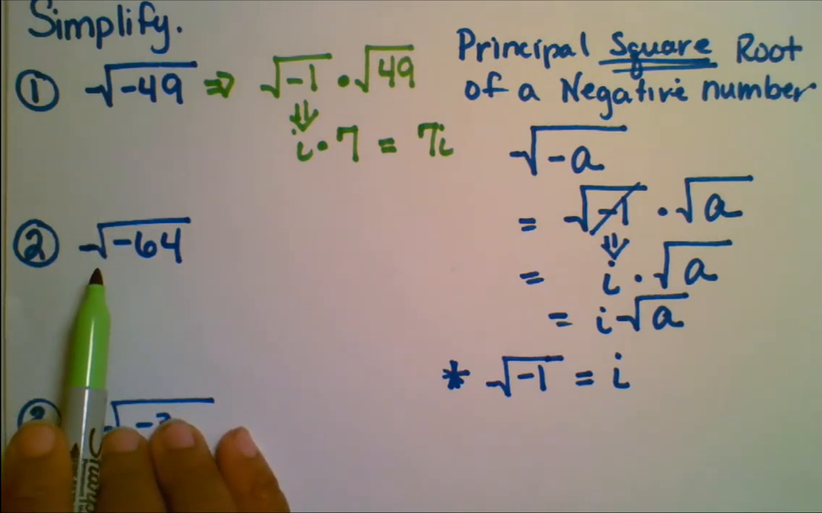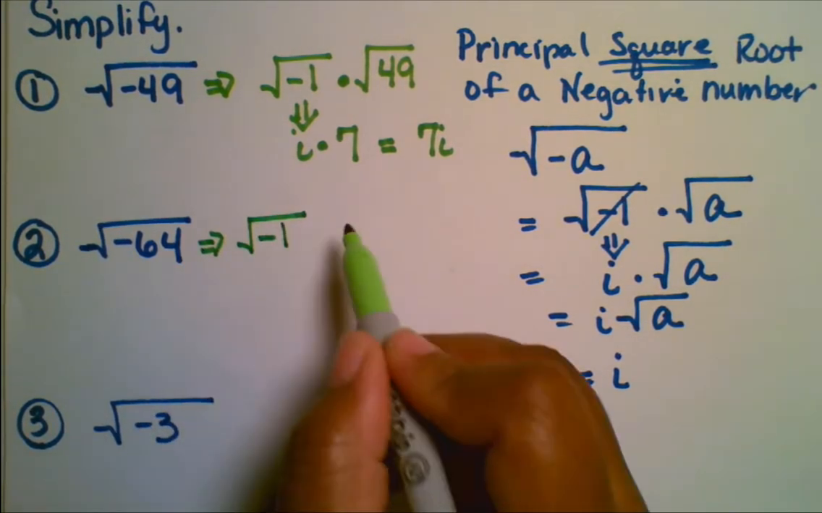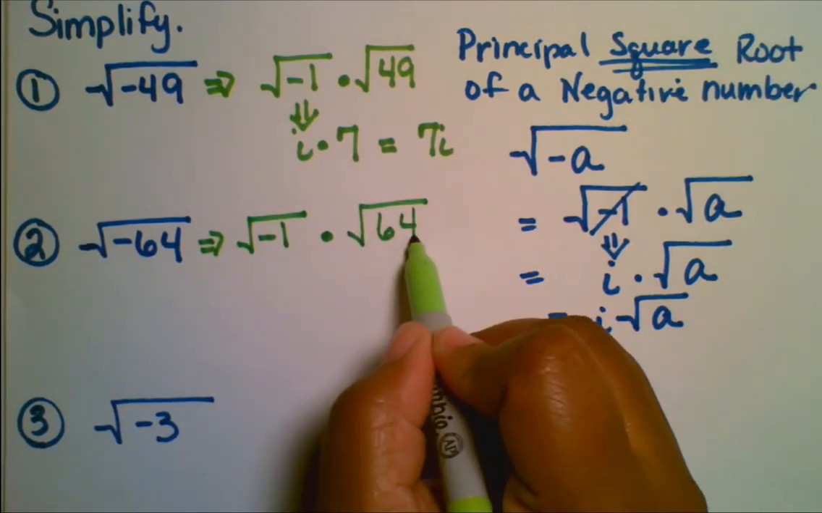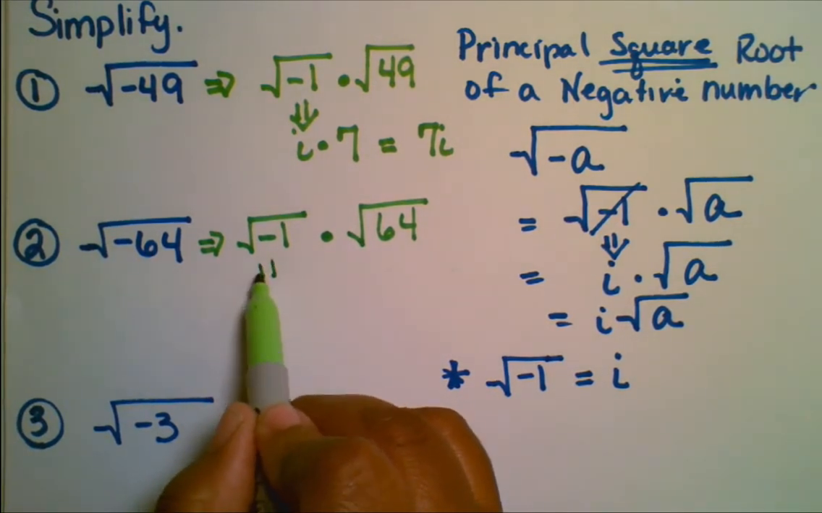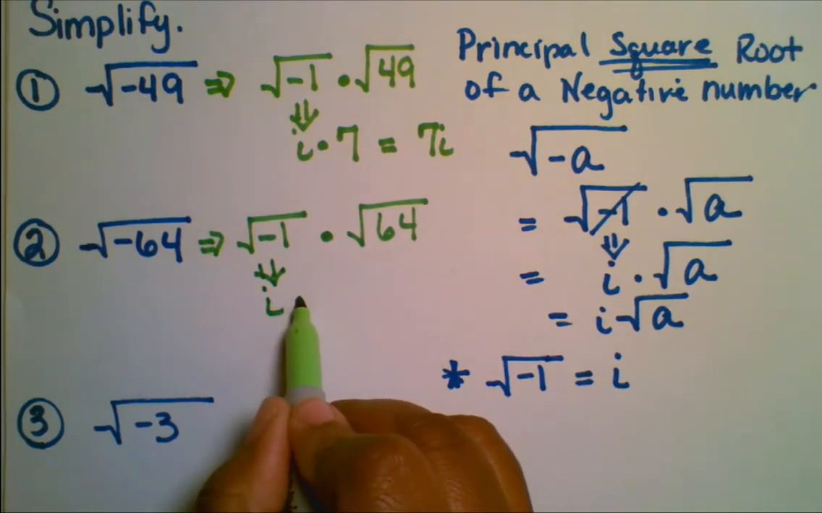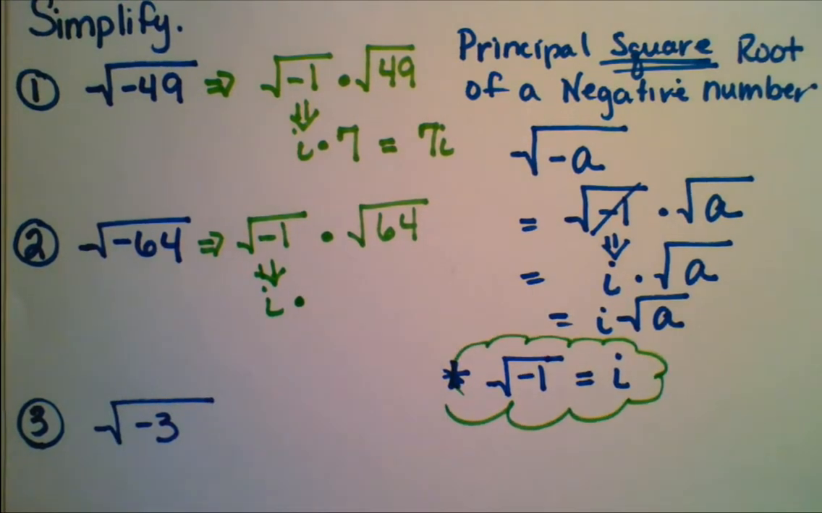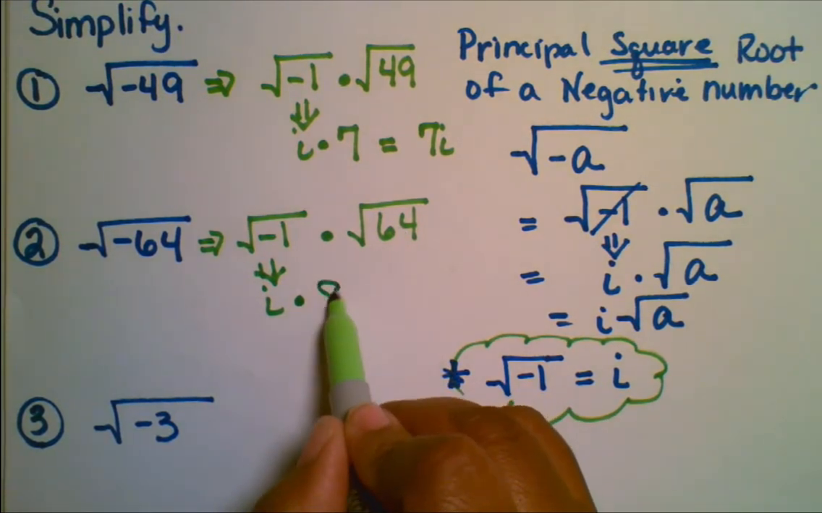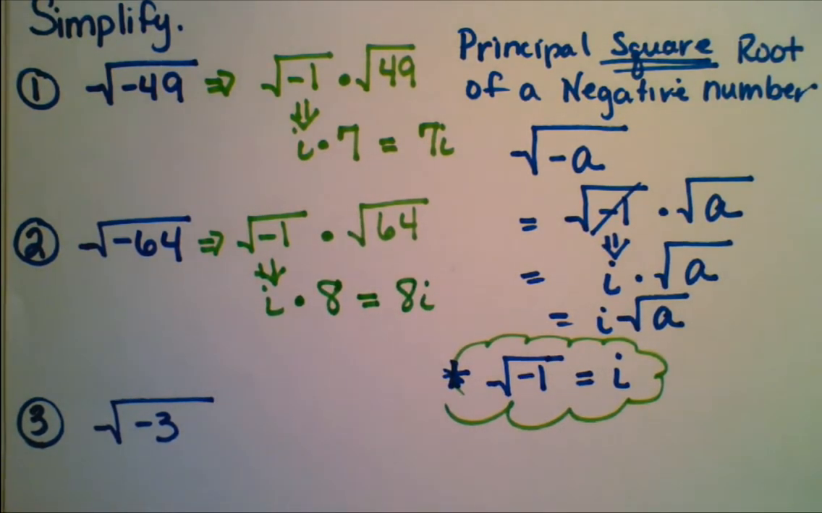Example B, the square root of negative 64. Take out the negative 1 factor, the square root of negative 1, and we have the square root of 64. The square root of negative 1 is i. I'm going to really hound you on knowing this concept of finding the square root of a negative number, the square root of negative 1, which would be i. Take the square root of 64. That's a perfect square, that is 8. So our solution is 8i.